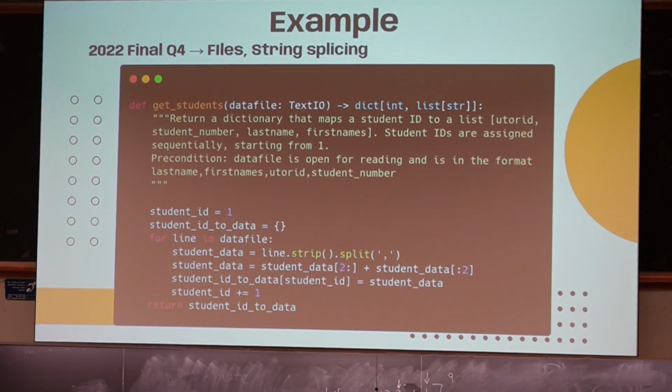Yes? Would it be faster to just index up till the last index, or does it not matter? For the slicing? For the strip. And instead of line dot strip, just go up to -1.